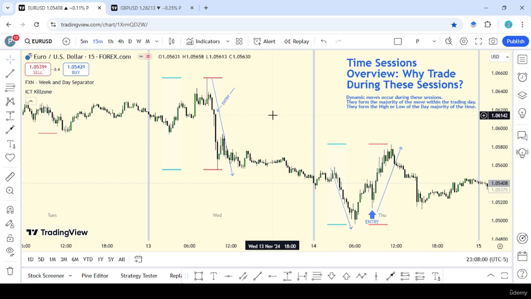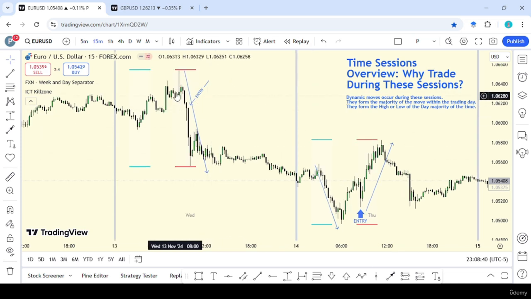Something else that we are noting is that they form the high or low of the day the majority of the time. Even if you go into your charts and backtest on your own, you can start seeing that the majority of the time the highest high and the lowest low of the day, which is what I'm referring to as the high and low of the day, will form during these two sessions. Either the London session or the New York session will form the high or low of the day. And the significance of that is that you want to capture that move when it is forming the high or low of the day.